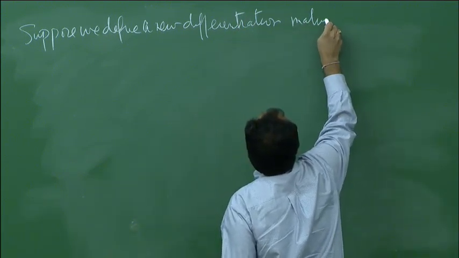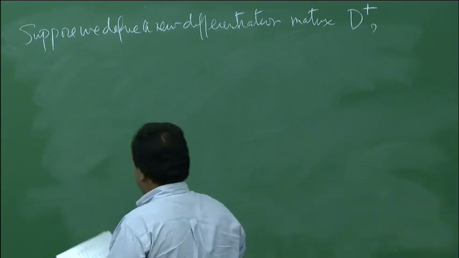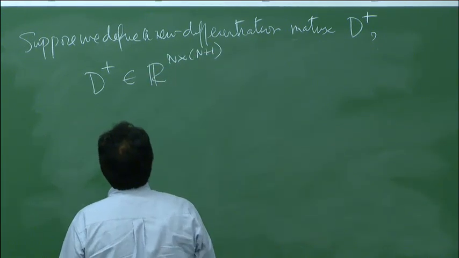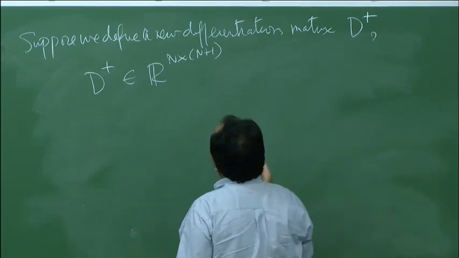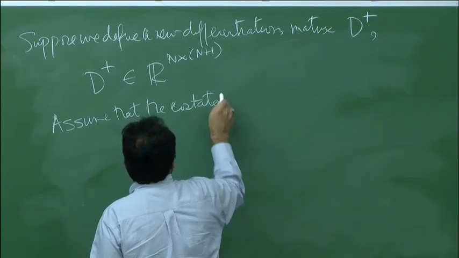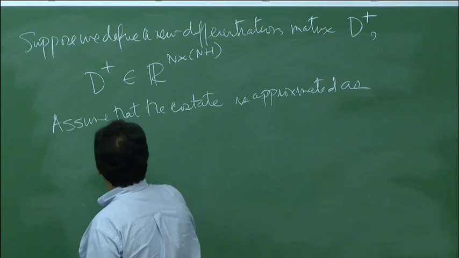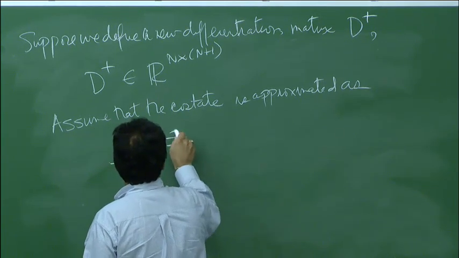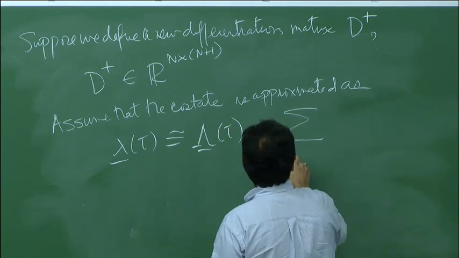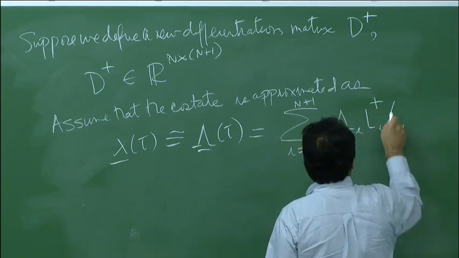And I'm going to call this matrix D dagger, right? And D dagger has the following relationship to D, which is that D dagger is also of size n by n plus 1. The way D dagger arises is as follows: we assume that the costate is approximated as, so what I'm going to do is take lambda of tau, and it's going to be approximated by capital lambda of tau, which is going to equal the sum from i equals 1 to n plus 1 of lambda i times Li dagger of tau.